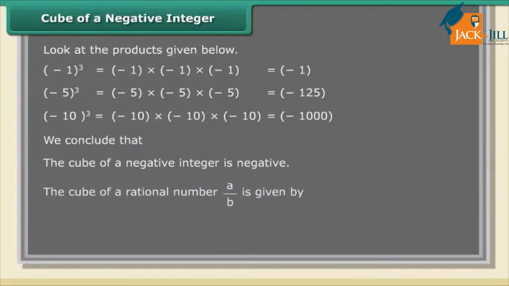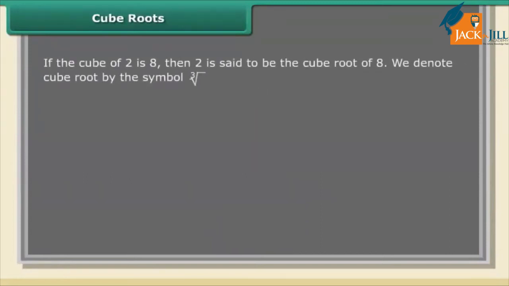The cube of a rational number a upon b is given by a upon b cube is equal to a cube upon b cube. Cube roots. If the cube of 2 is 8, then 2 is said to be the cube root of 8. We denote cube root by the symbol cube root.